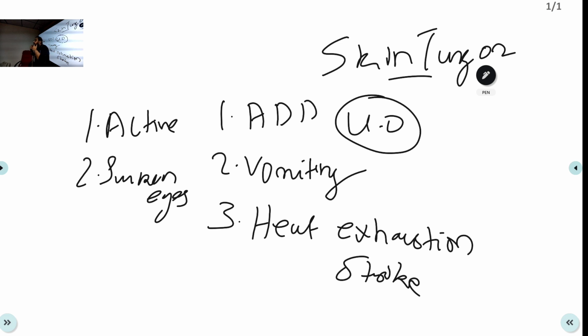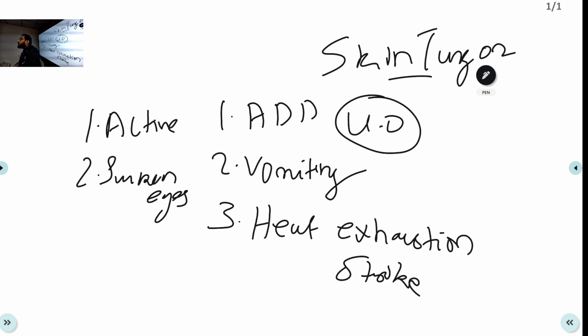Then you can simply ask the child to pull out the tongue and see whether the tongue is very dry. That means the child has dehydration. So that is mild to moderate dehydration. Again, you can see the oral mucosa. How is the oral mucosa? If the oral mucosa is very dry, that is again a clue that the child has severe dehydration.